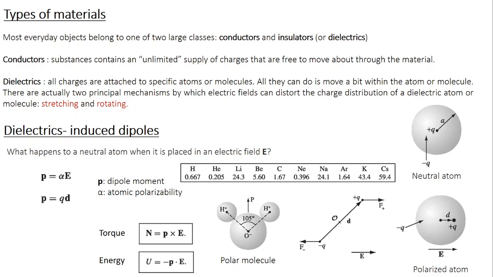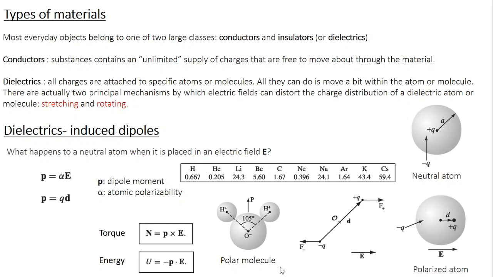As a result of this torque, what happens? This side is going to rotate downwards and this side is going to rotate upwards. So you have a clockwise rotation happening, and at the end of the rotation, this permanent dipole gets aligned along the direction of the electric field. Now the energy associated with this dipole is given by minus p dot E.